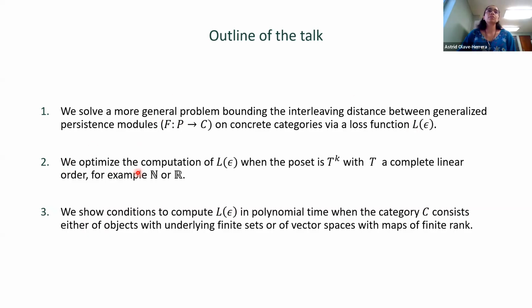Then we're going to optimize the computation of that loss function, the loss of epsilon, when the poset is exactly a product of linear orders. So let's think R^2, R^3, and 2, and 3, and so on. And the final thing, we're going to show conditions to compute this loss in polynomial time when the category either has objects with underlying finite sets or vector spaces with maps of finite rank.